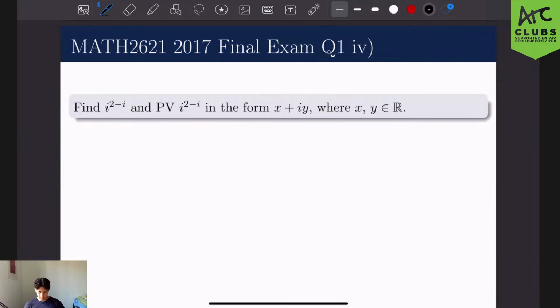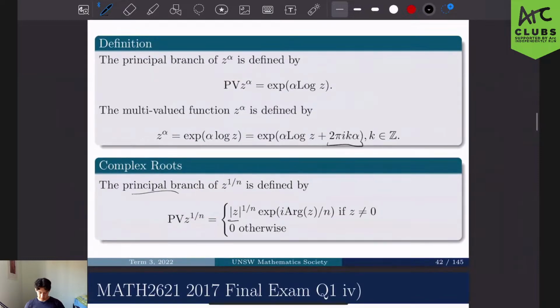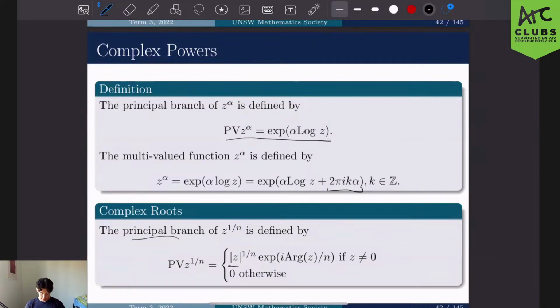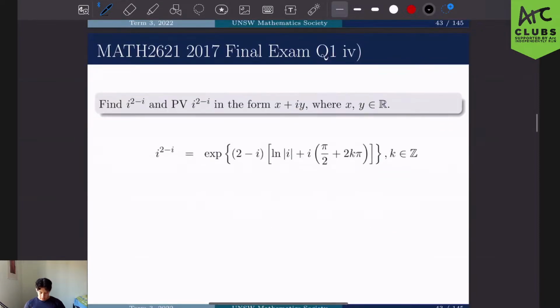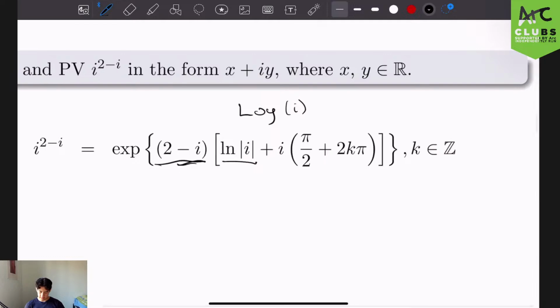Okay, so we'll find this and the principal value of it in the form x plus iy. So we need to use our principal value here and substitute in. So we have e to the alpha is the exponent, and we have z here and the principal log here. So we have the exponent here, alpha, and the value z here, so this is log I, which gives us natural log of the modulus of I, and also I times arg here.